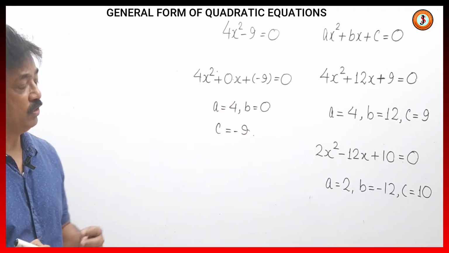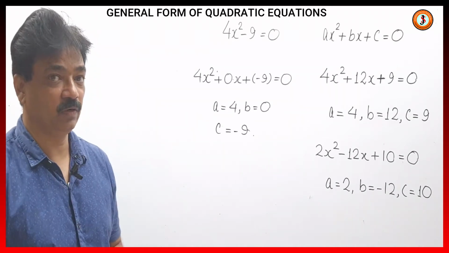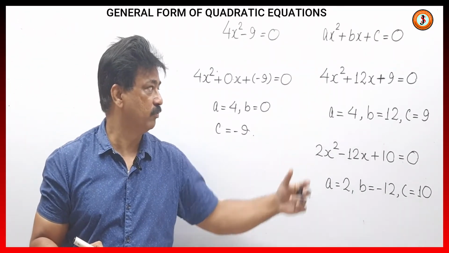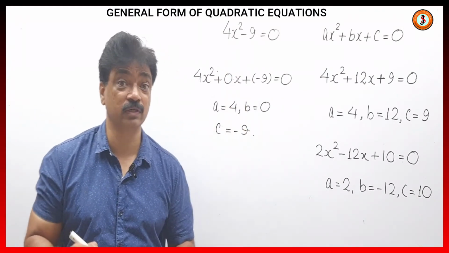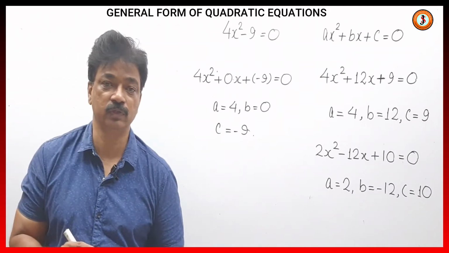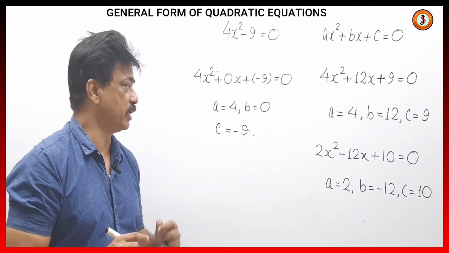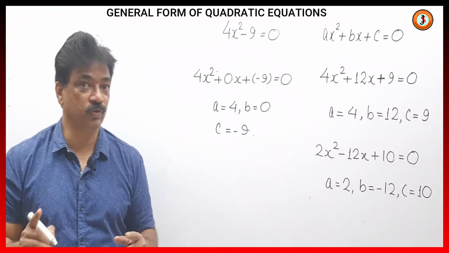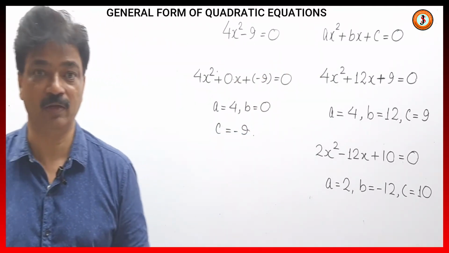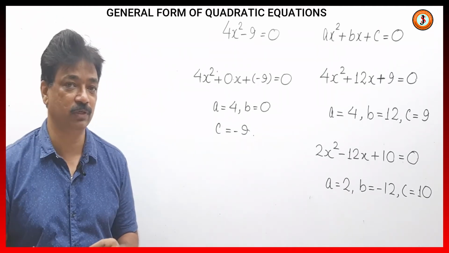So we can always arrange a quadratic equation. If it is a quadratic equation, whether it is a trinomial or a binomial, we can always write it in a standard form. One thing for very sure, remember the value of a cannot be 0, otherwise it will not remain a quadratic equation. That's also a very important thing you have to understand.